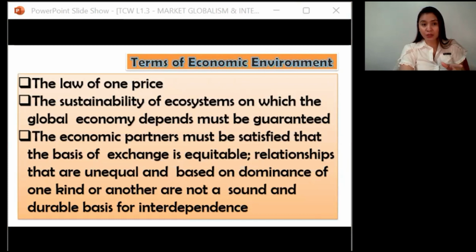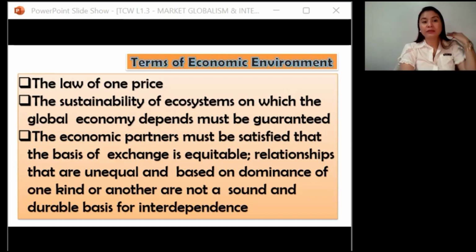So these factors, guys, are often beyond a company's control and may be either large scale or macro, or also small scale or micro. So these are the following: the law of one price and the sustainability of the ecosystem on which the global economy depends must be guaranteed, and also the economic partners must be satisfied that the basis of exchange is equitable, and also relationships that are unequal and are based on dominance of one kind or another are not a sound and durable basis for interdependence.